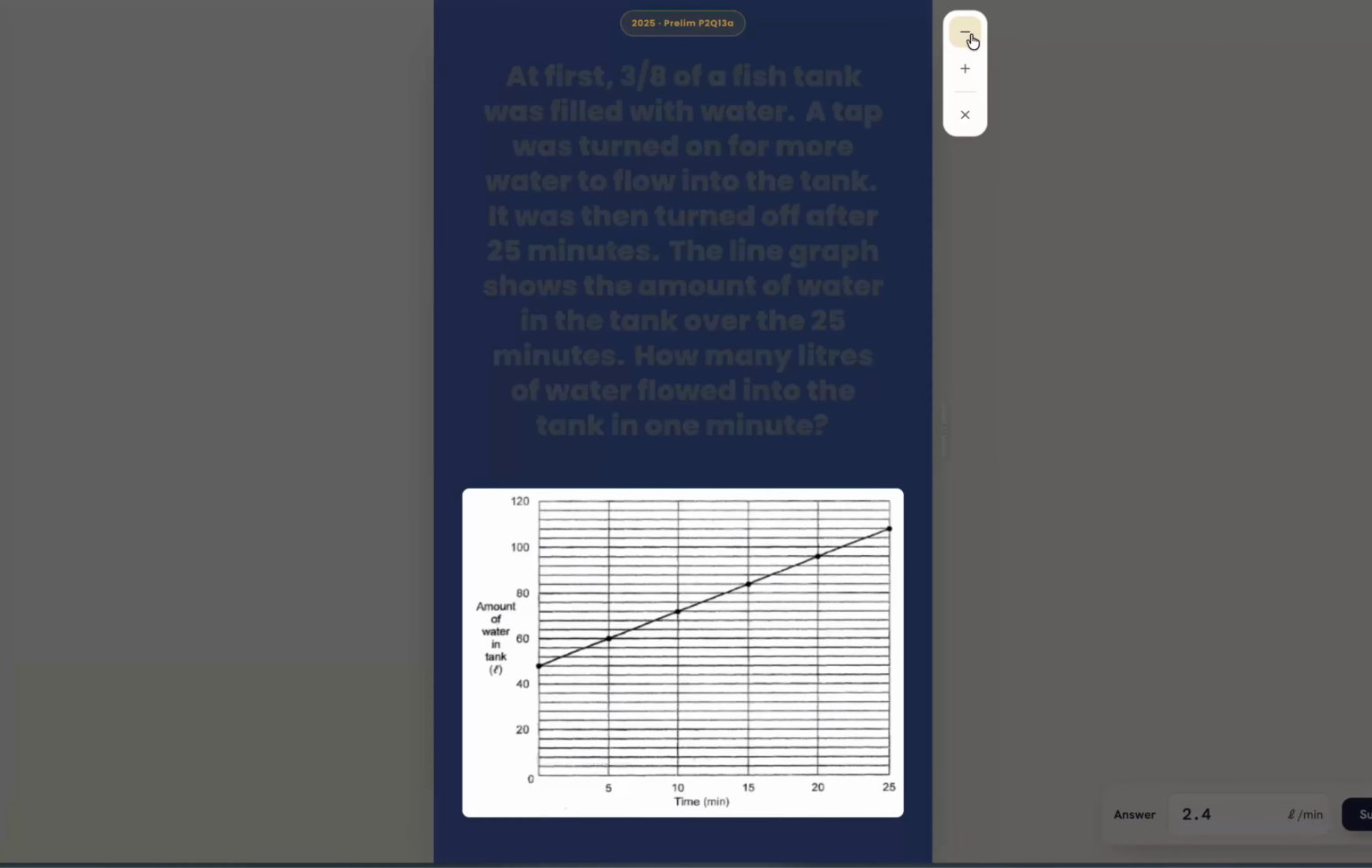Question 13, part A. At first, 3/8 of a fish tank was filled with water. A tap was turned on for more water to flow in the tank. It was then turned off after 25 minutes. The line graph shows the amount of water in the tank over 25 minutes. How many liters of water flowed into the tank in 1 minute?